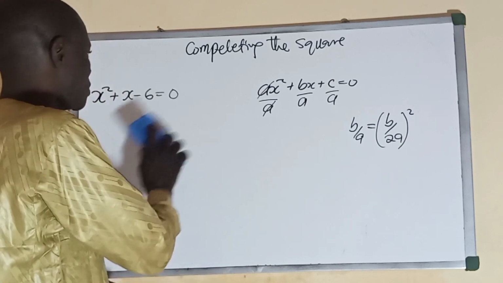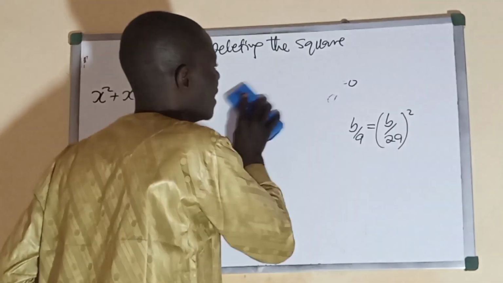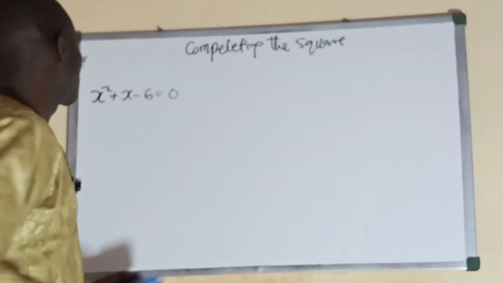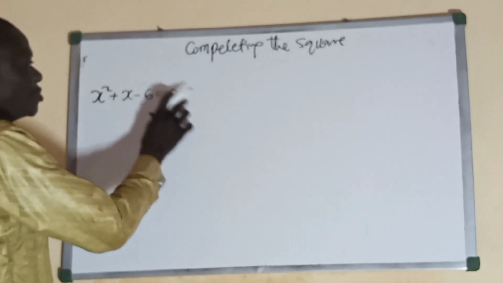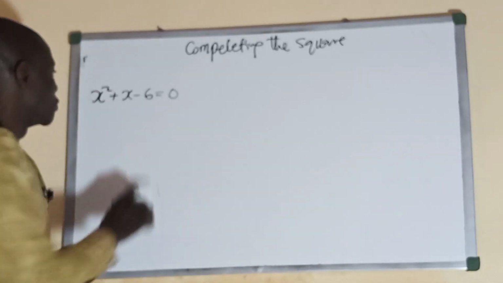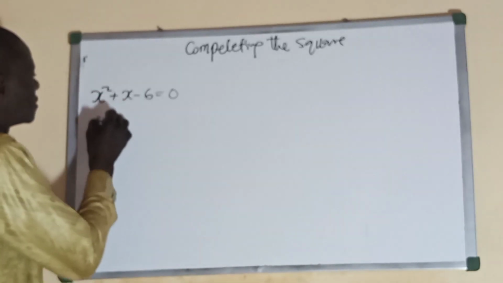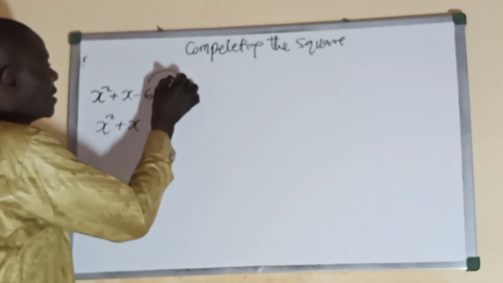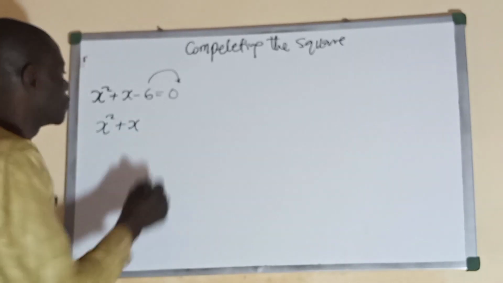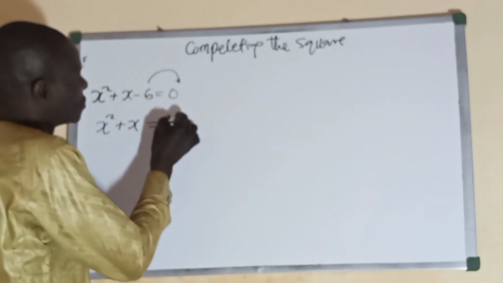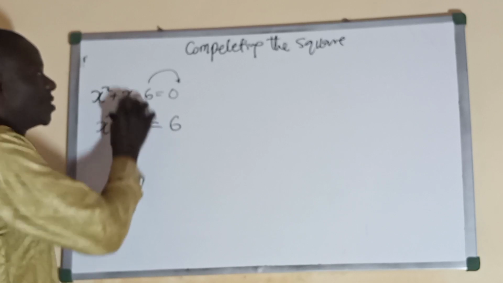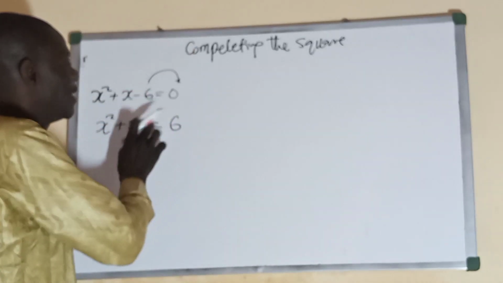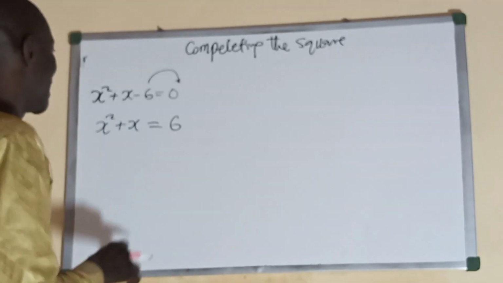So now let us use this explanation and solve the given question. The given question says we have x squared plus x minus 6 equals 0. First of all, we have x squared plus x, and we take this minus 6 to the other side of the equation. So here we have equals 6. Because it is minus, when it crosses the equal sign, it becomes positive. I hope you are following.